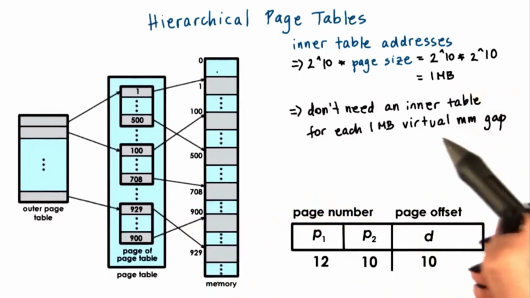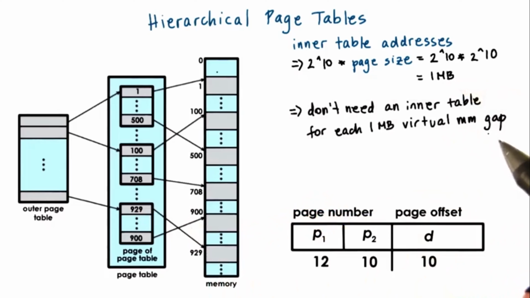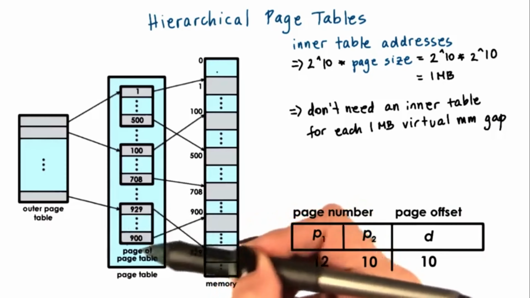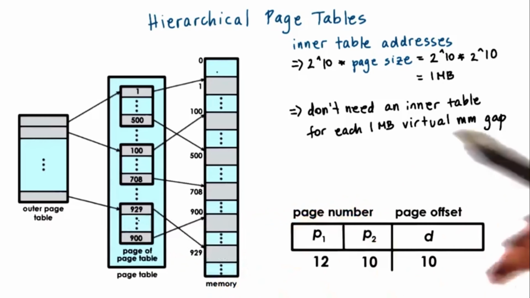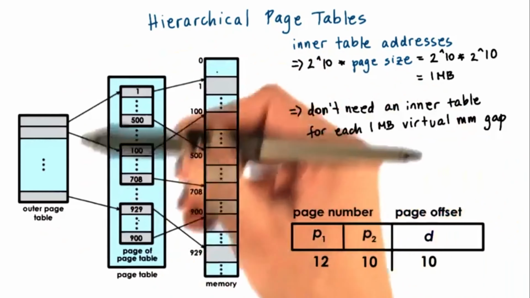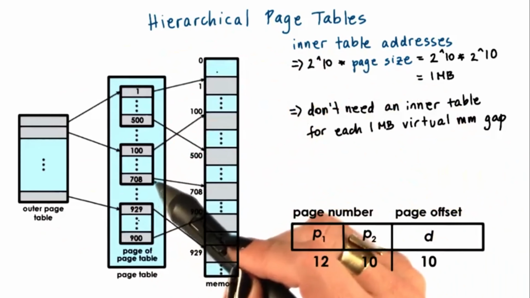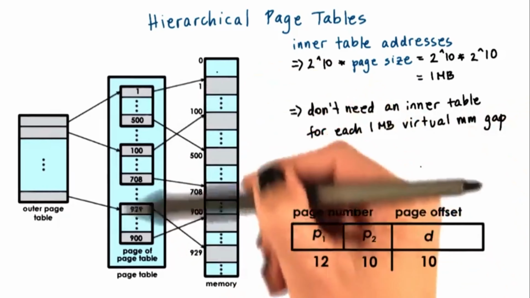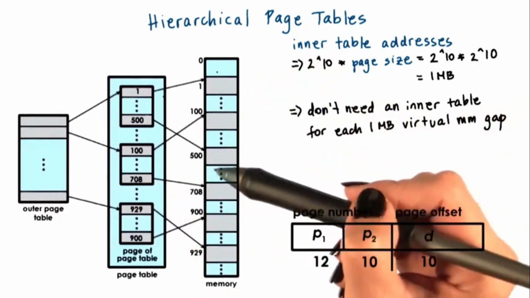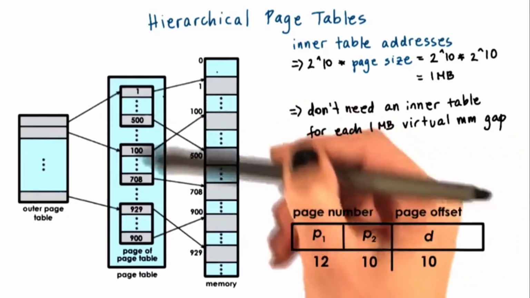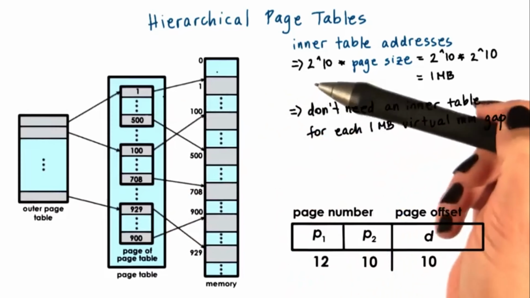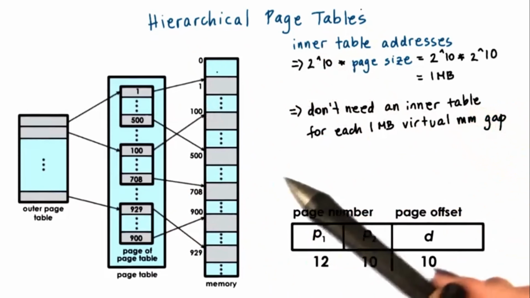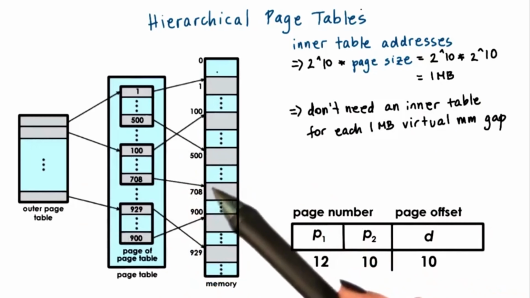What that means is that whenever there is a gap in the virtual memory that's 1 megabyte size, we don't need to allocate that internal page table. So that will reduce the overall size of the page table that's required for a particular process. This is in contrast with the single-level page table design, where the page table has to be able to translate every single virtual address, and it has entries for every single virtual page number. So clearly, the hierarchical page table model helps in reducing the space requirements for a page table.